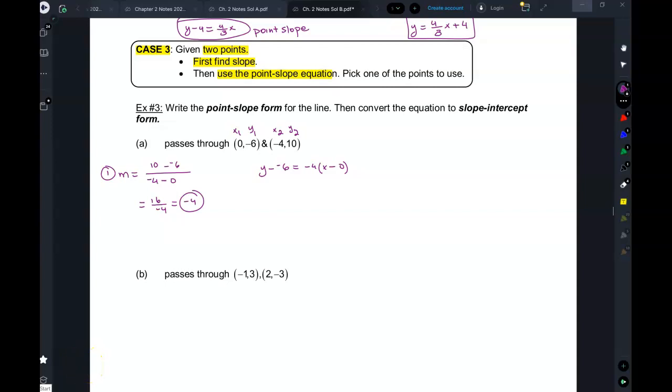Okay, so that's what you should end with. I mean, you should start with, rather. So y plus 6 is equal to negative 4 times x. That's the slope, point slope form. Now, because anything minus 0 is the same number, you can just get rid of it. Now you subtract 6 from both sides, so y equals negative 4x minus 6, slope intercept.